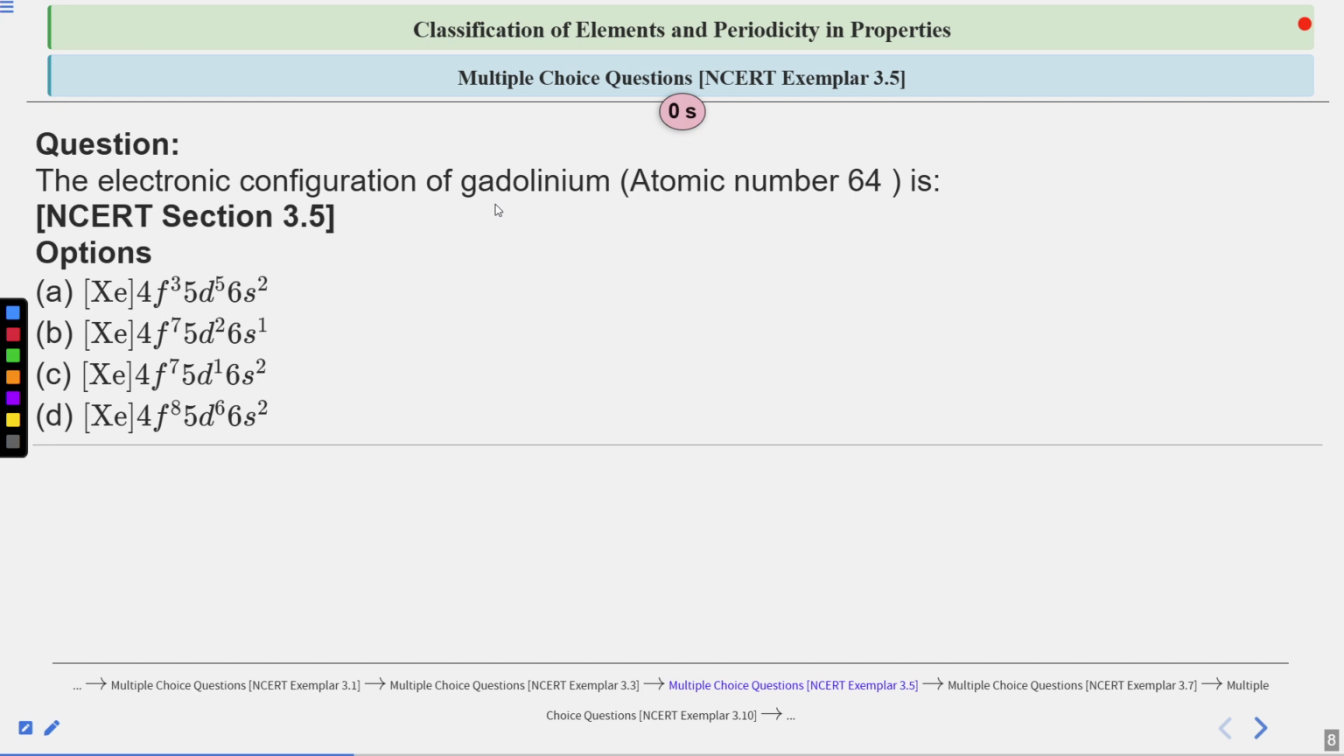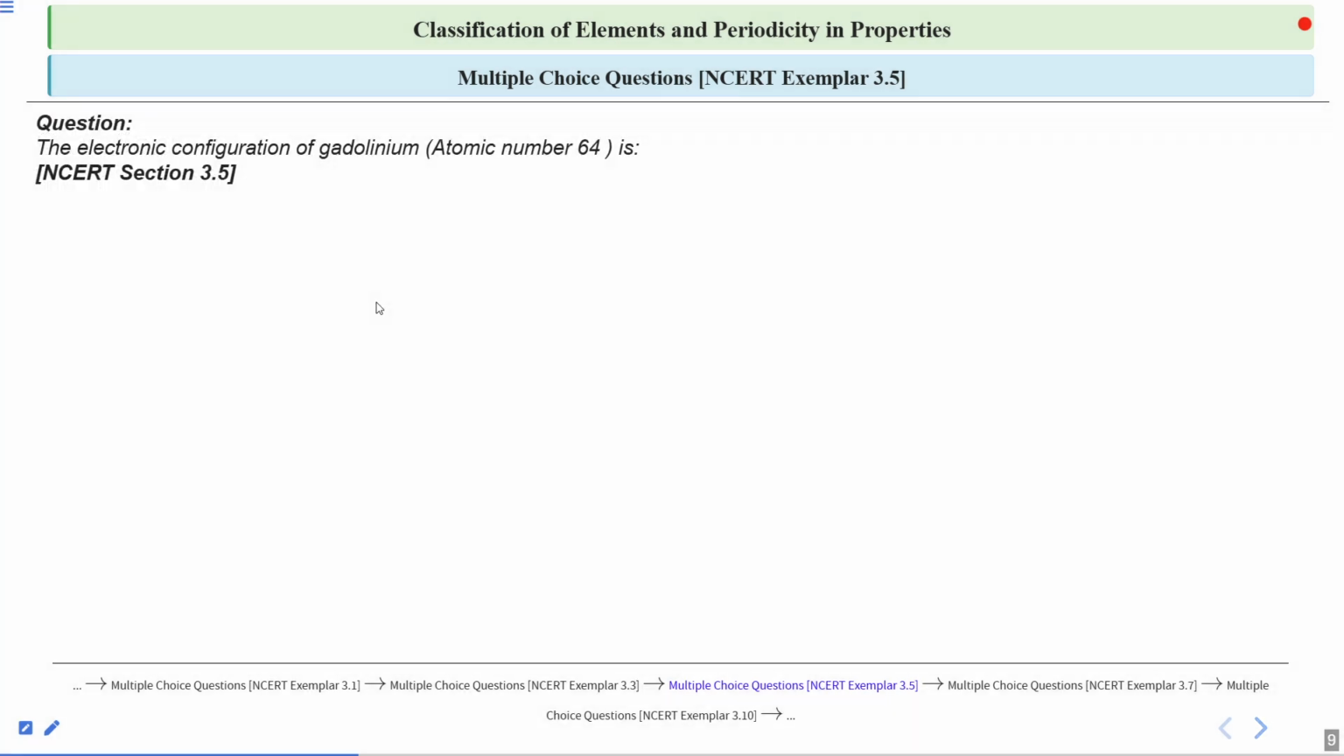Okay, your time is up. Let us see how we can solve it. So what would be the answer for this question? The answer will be C. Now, why am I saying that? You do not need to remember all of this configuration, especially in the case of this question.